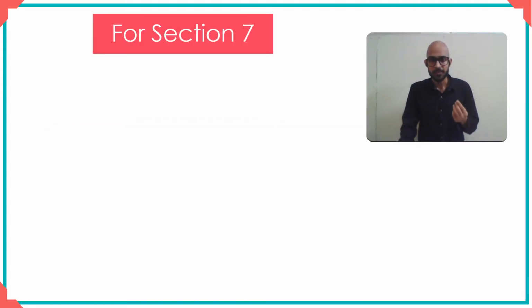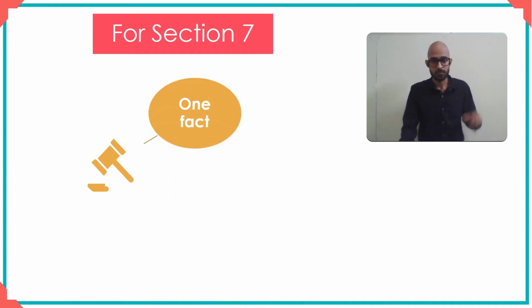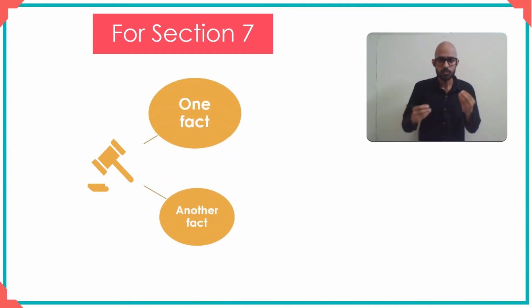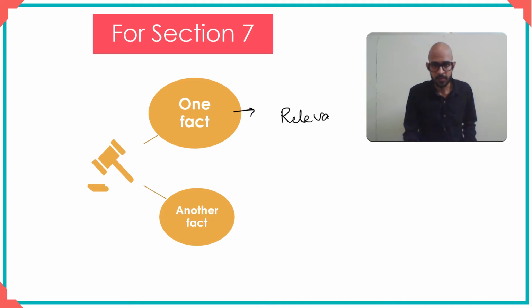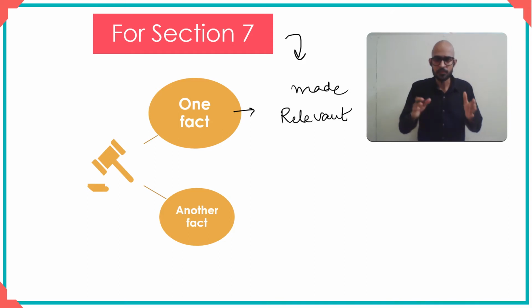Let us look at our template with relation to section 7. Okay, so we have this relationship between one fact and another fact, and now let us see as to what those two facts are. The first fact, of course, is the fact that is made relevant by this provision, right? So I told you, if you remember, that the provisions between 6 to 55 will either declare a certain kind of fact to be relevant or they will declare it to be not relevant.